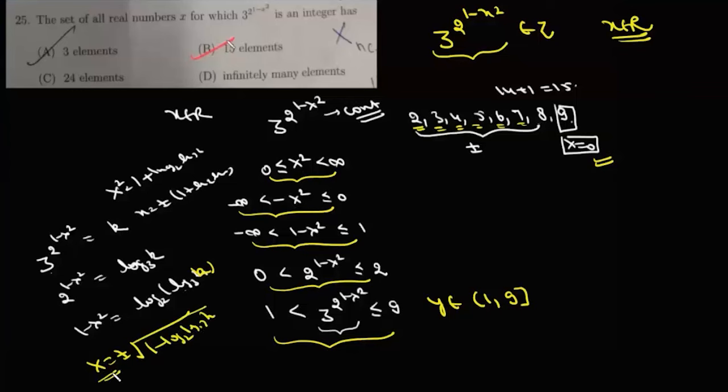So for every value of y, we are going to end up with two values of x. So each of these numbers 2, 3, 4, 5, 6, 7 and 8, they'll have two possible values of x. So the total number of ways will be 7 into 2, 14, and plus 1, 15. So the set of all real numbers where this value is an integer will be 15, and that's your option B.